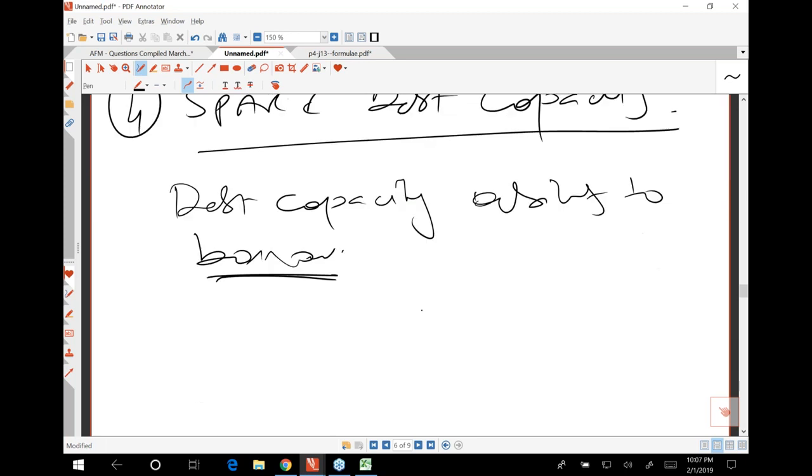So when we say that our debt capacity increases, what does it actually mean? It actually means that our ability to borrow has enhanced. Now, resultingly, what is actually going to happen?